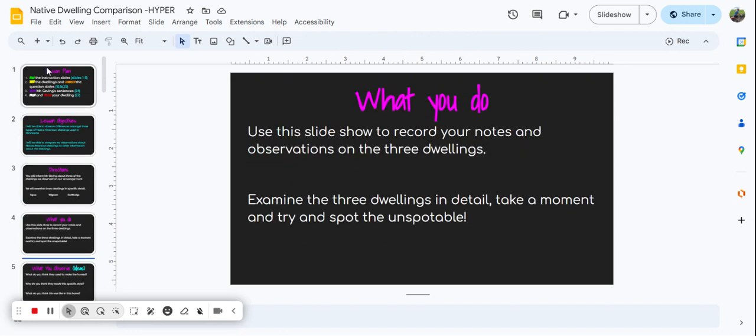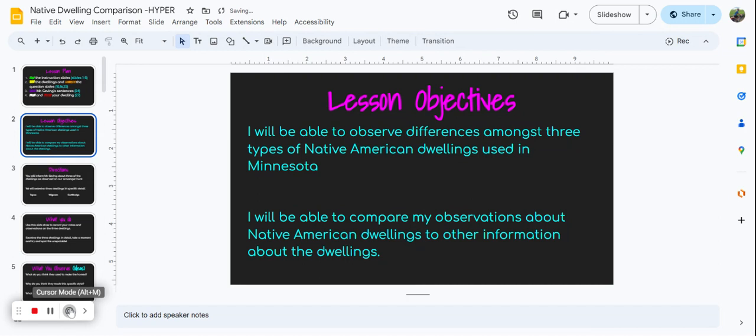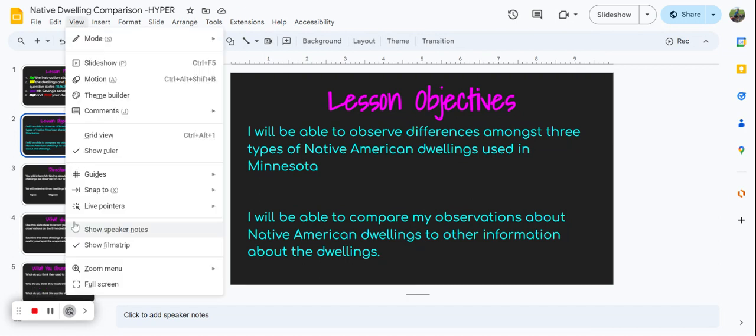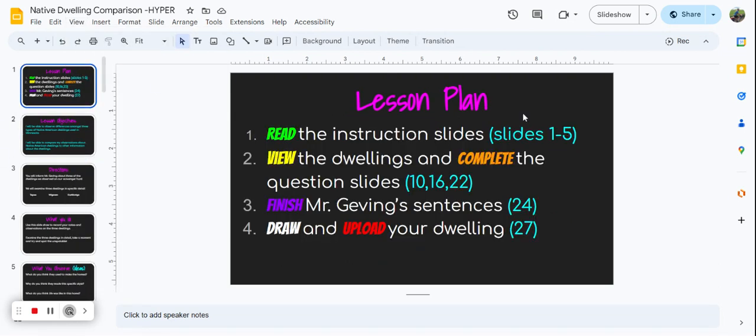Do you see what's going on in this corner here? 1, 2, 3, 4, 5. You're able to see that as we're going through. Hopefully, I'm going to close this to make it easy. Right here, 1, 2, 3, 4, 5. And as we're doing that, you should be able to see the direction slides. Then we view the dwellings and complete the question slides, slides 10, 16, and 22.